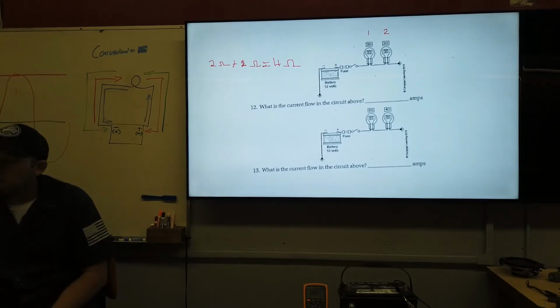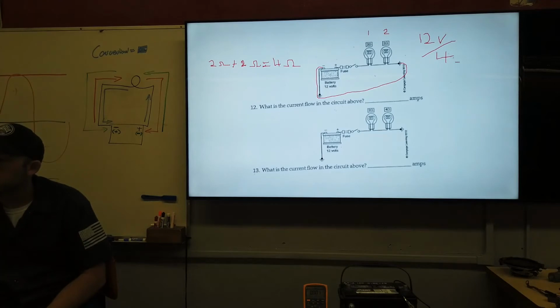So now that I know the total resistance of this circuit, and understand that this connects back to here to complete the circuit back to the battery, and this little upside down Christmas tree is a representation of ground, now I can calculate the amperage. So 12 volts, like it says, divided by 4 ohms gives me 3 amps. So this would be 3 amps.